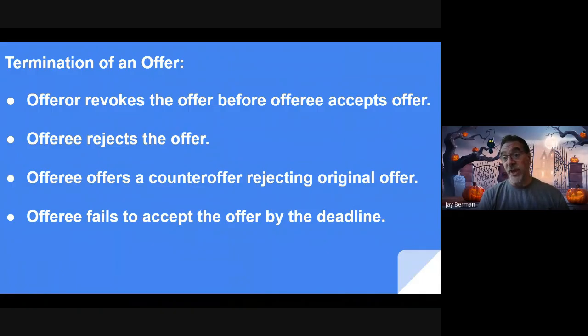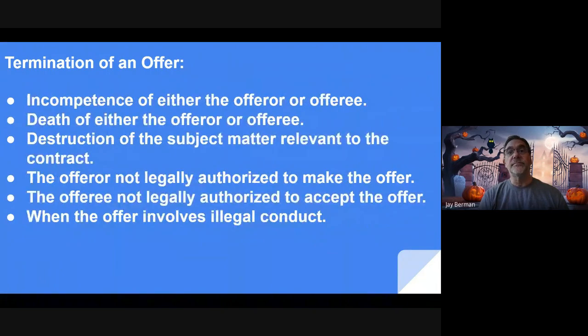The offeree can reject the offer. That would terminate the offer. Or the offeree can make a counteroffer, which rejects the original offer. And also the offeree fails to accept the offer by the specific deadline offered by the offerer. Other means of terminating an offer: if either the offerer or the offeree is incompetent, as I discussed earlier.